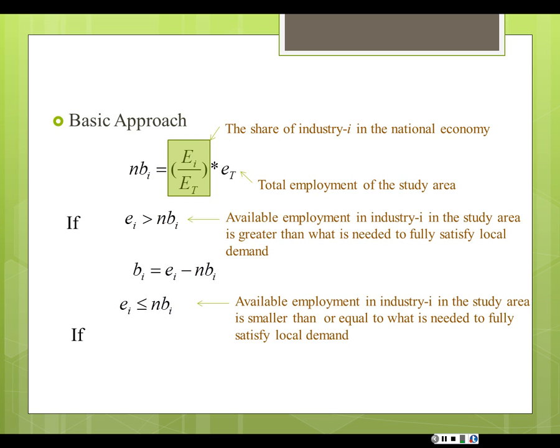But if the available employment in this industry in your region is smaller than what you need to fully satisfy local demand, in this case, you don't have actual capacity for serving external demand. That means your basic employment for this industry will be 0. At the same time, what you have in this industry will be all non-basic. That means all jobs or workers in this industry will be working for serving local people's demand.